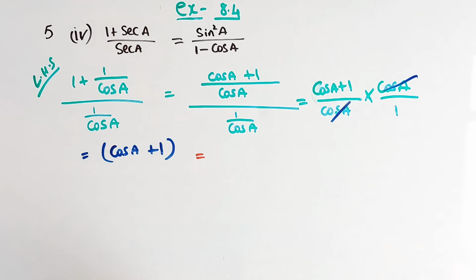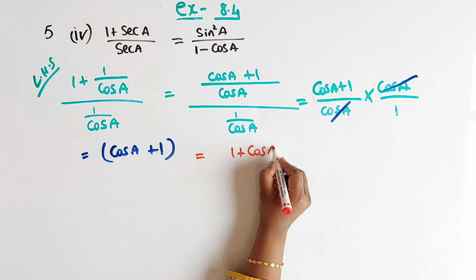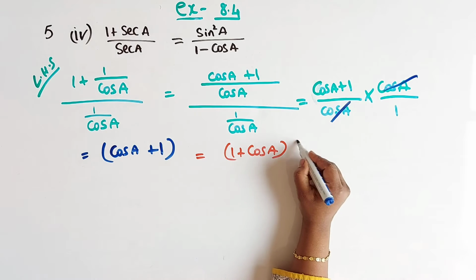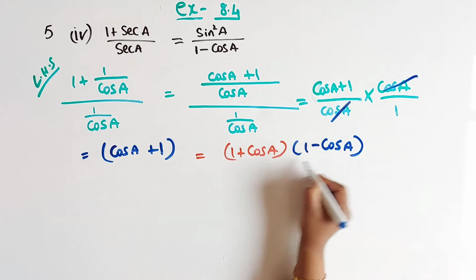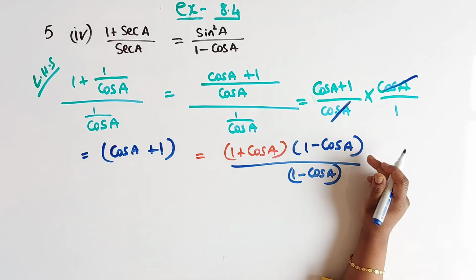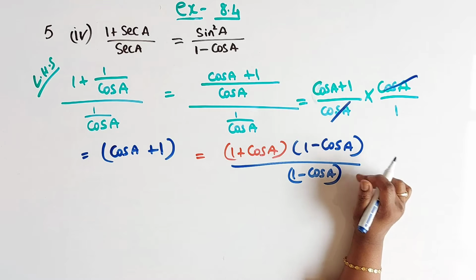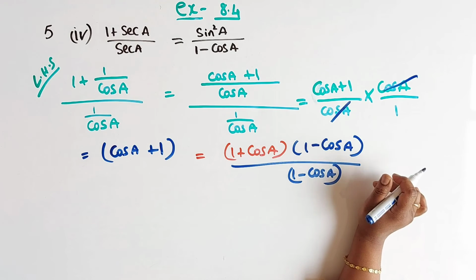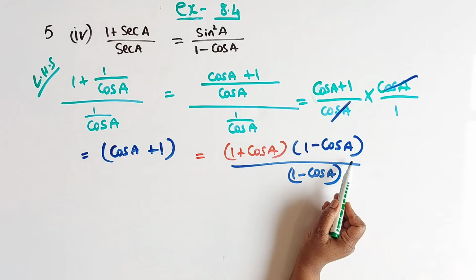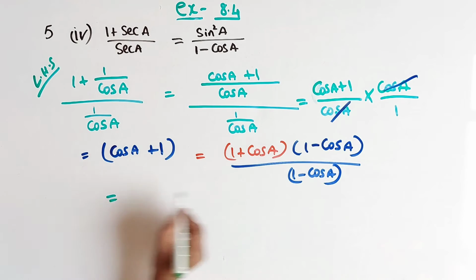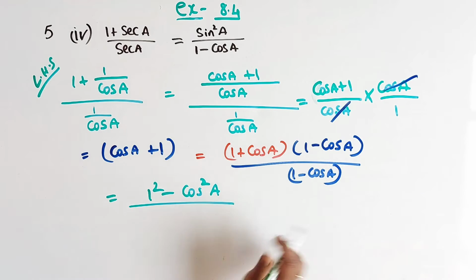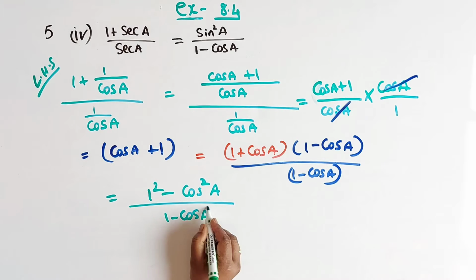Right? So I am just rewriting the same thing again. I am changing the order: 1 plus cos A. Correct? This one I am multiplying with 1 minus cos A, divided by 1 minus cos A again. Correct, children? If you multiply with the same number in numerator and denominator, the value will not change, no? 1 plus cos A into 1 minus cos A. This is like A plus B into A minus B, that is A square minus B square. That equals 1 square minus cos square A divided by, in denominator, 1 minus cos A as it is.